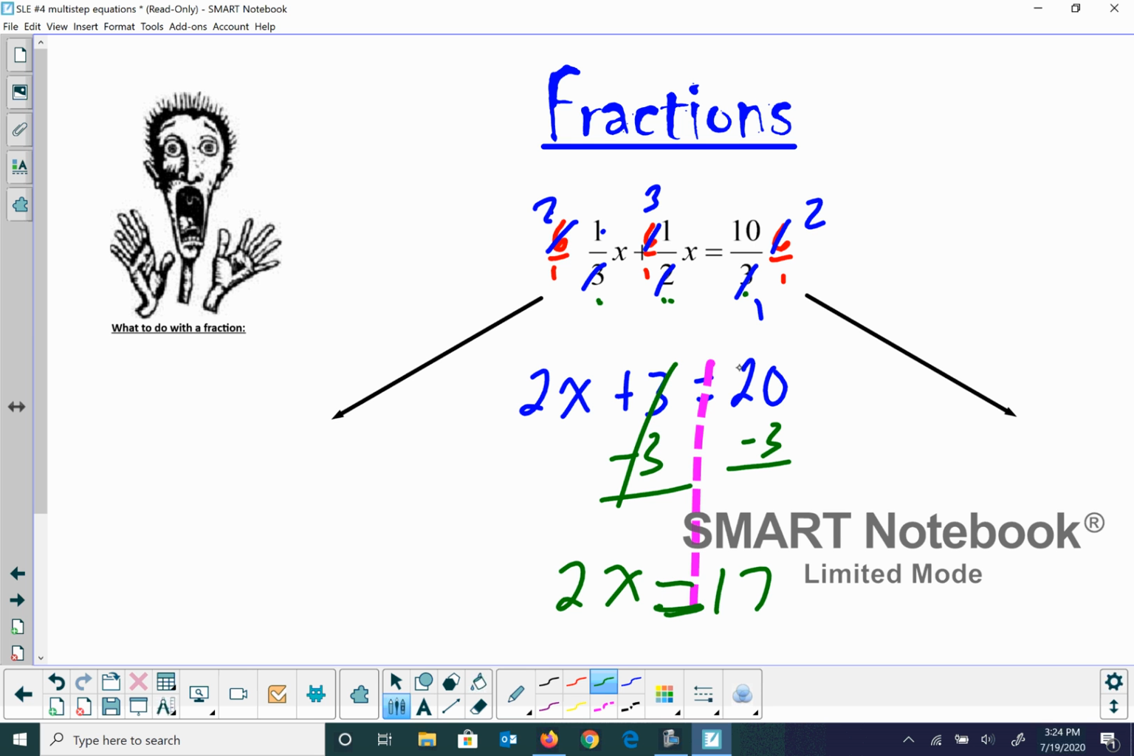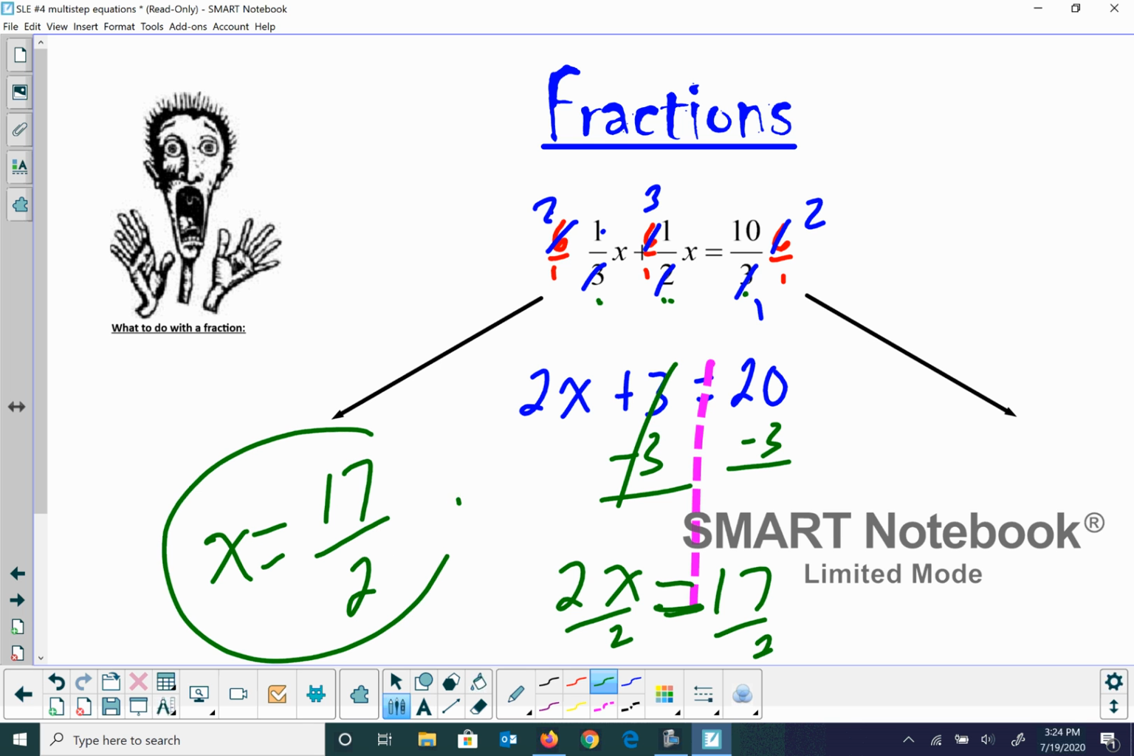So the 3, I subtract 3 from both sides, so I get 2x equals 17. Divide both sides by 2. Does 2 go into 17 evenly? No. So 17 over 2 is a reduced fraction. And just leave it just like that. Don't turn it into a mixed number.